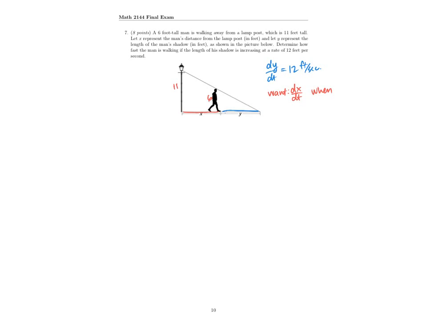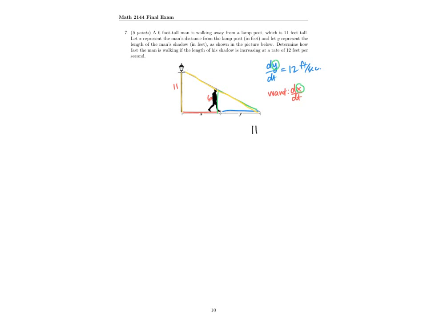Okay, so if that's what we want, we first need to find a relationship between x and y, and then we can take the derivative of that implicitly with respect to t, and then dx/dt and dy/dt will show up. So what relationship can we get between x and y? Well, the first thing you have to see here is these similar triangles. So this triangle and then this big triangle. If you see those similar triangles, we can write down a relationship between x and y. So we just set up a proportion.